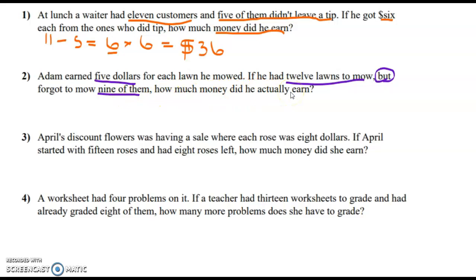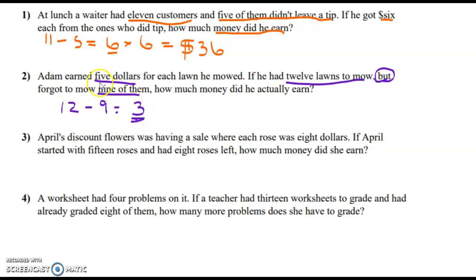Well, before we can find that out, we have to know how many lawns did he really do. So he was supposed to do 12, but forgot 9. So 12 minus 9 is 3. Or you could have counted up, 9 plus 3 is 12. So he only mowed 3 lawns. Wow, he could have made a lot more money.